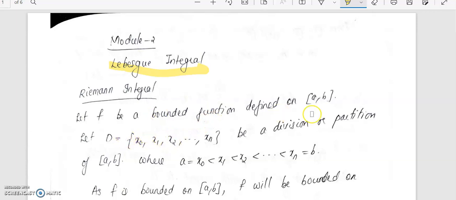Now we will consider the divisions or partitions of the closed interval [a, b]. The points which form the partition are x0, x1, x2, etc., xn. Here x0 will be the starting point and xn will be the end point. So that will be a and b, and then you have the points x1, x2, and so on. Okay, so f is bounded on the closed interval [a, b].